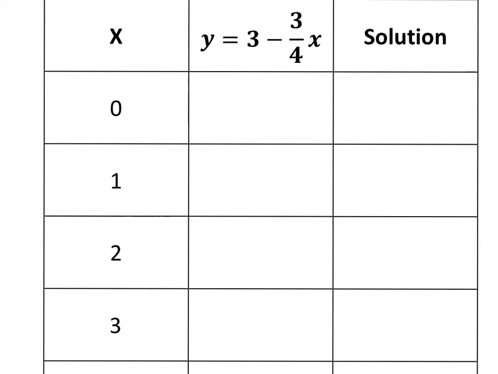So what we're going to do is take these x values and plug them in for x in that equation. So we're going to take 0 and plug it in for x. So I have y equals 3 minus 3/4, and instead of x, I'm going to plug in 0.